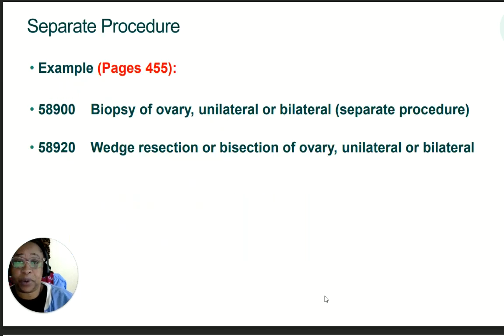Example, separate procedures. Looking on page 455, we have a procedure, 58900, for a biopsy of the ovaries, unilateral or bilateral, separate procedure. You also have 59820 for an ovarian wedge resection or bisection of ovaries, unilateral or bilateral.